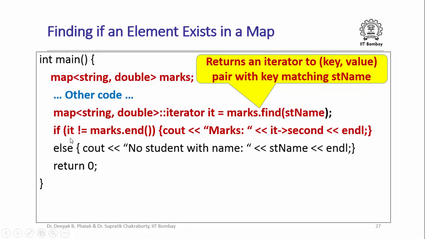So if the iterator that is returned by marks.find st name is not equal to marks.end, it means that I have actually found a key value pair with key matching st name. So I can then print out the marks as it->second. Otherwise I can say that there is no student with the name st name.